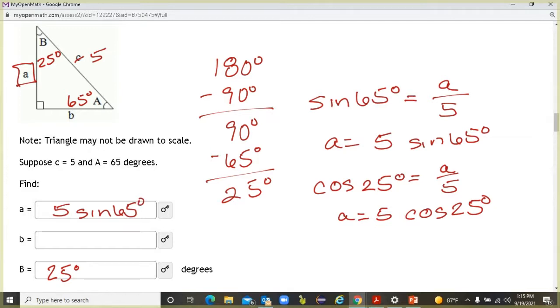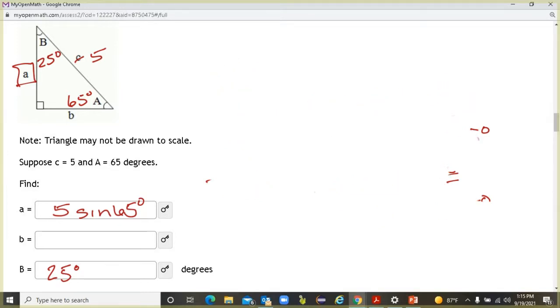And then for B, you can use another trig function if you want. You could use sine, cosine, or tangent to find this, or you could do the Pythagorean theorem. It doesn't really matter. I guess I should figure out what that is. Make sure your calculator is in degrees. Mine is in radians. Okay, so I just switched my calculator over to degrees, and I'm going to do 5 times the sine of 65. Sorry, I was in eraser mode. Okay, this is about 4.53.